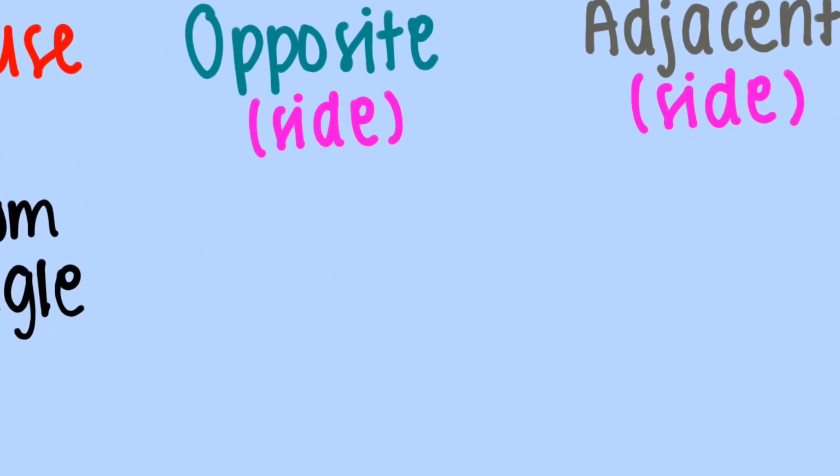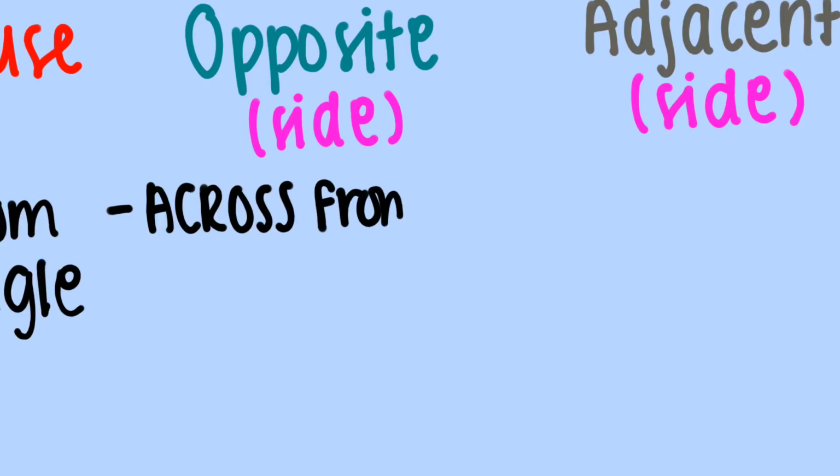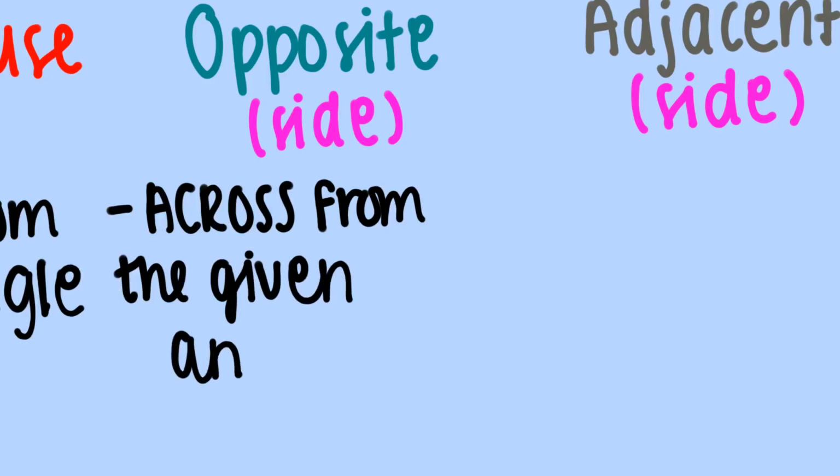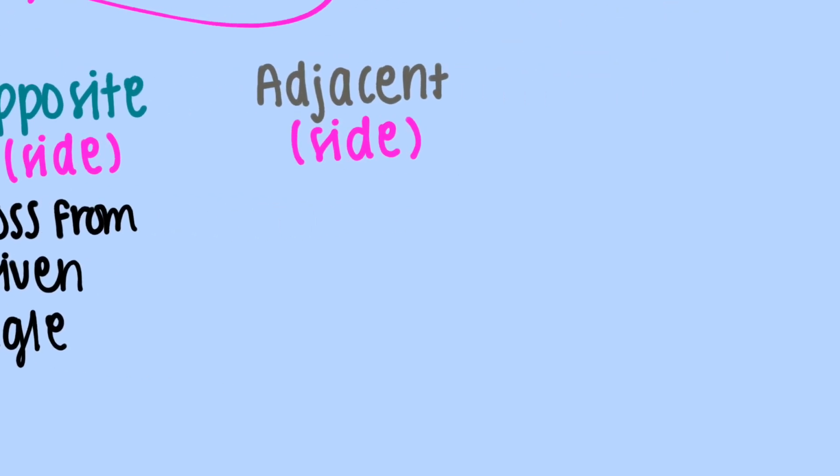The second one is the opposite side, and this is across from the given angle. So again, like the hypotenuse, you're going to go to the given angle, draw your arrow across to the other side, and that's going to be your opposite side.